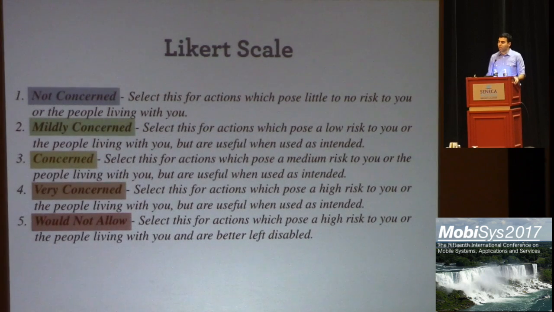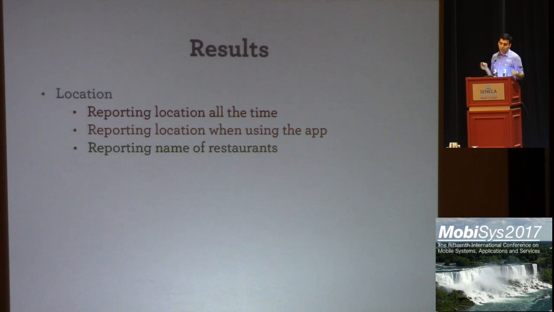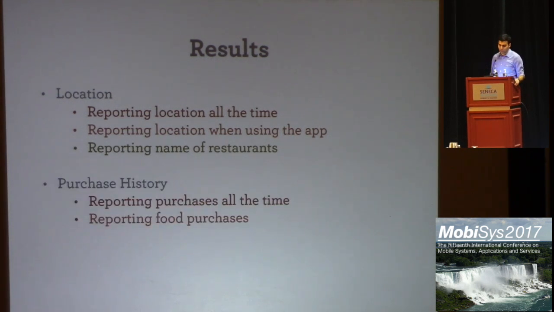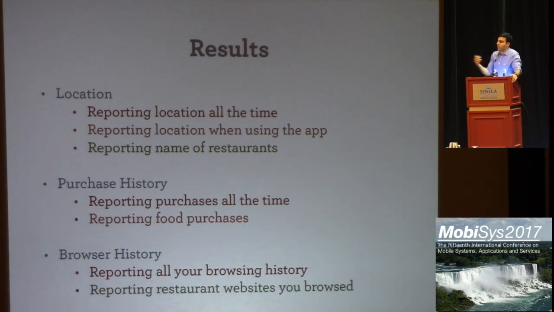Next thing that we want to discuss is: did Heimdall really decrease the amount of concerns users had? And to measure this, we did a small-scale user study using Amazon Mechanical Turk. We asked 166 participants how concerned they are on a 1 to 5 Likert scale about different scenarios. So we looked at 3 different scenarios. One was the location, and we asked them how much concern they have if an application is reporting their location all the time, only when they're using the app, or only providing the service with the name of the restaurant.